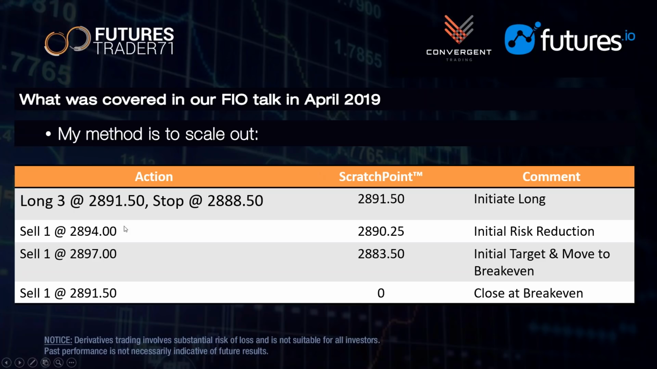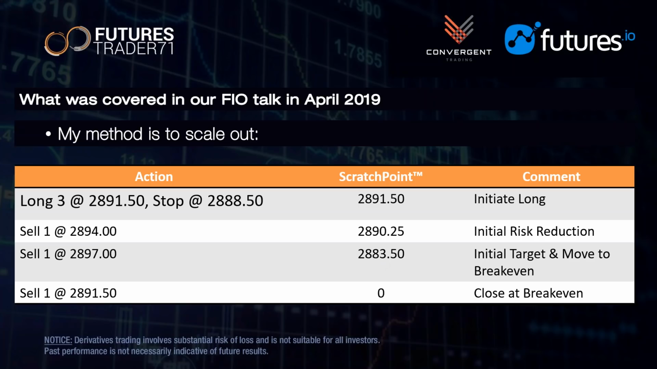So an example of a scale-in: we're long 3 at 28.9150, a stop is at 28.8850, 3 points. We scale out at 28.94. Once we scale out at 28.94, the actual scratch point for the two contracts remaining, because we took a profit on one, is 28.90 and a quarter. This is the point at which the trade is at break even, plus costs. And then once we scale out at 28.97, the remaining one contract now has a scratch point of 28.8350. See how that improved tremendously.